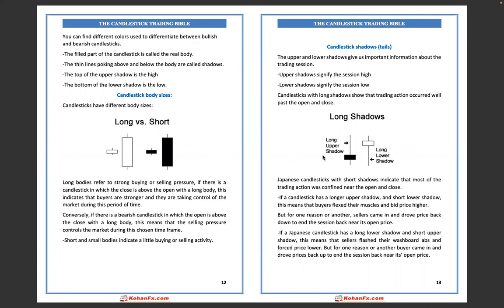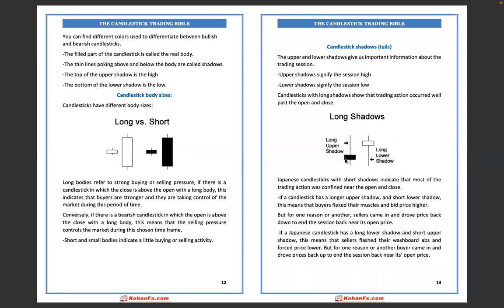Upper shadows signify the session high. The lower shadows signify the session low. Let's skip to this point. If a candle has a longer upper shadow and a shorter lower shadow, this means that buyers flexed their muscles and bid price higher. So we are talking about if the candle has a longer upper shadow, this is the scenario.